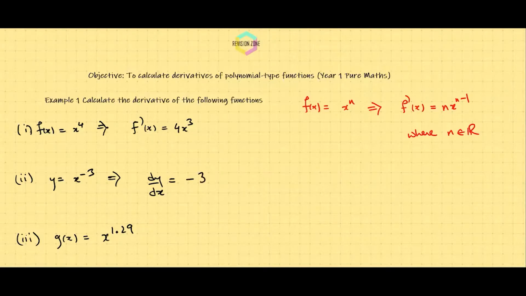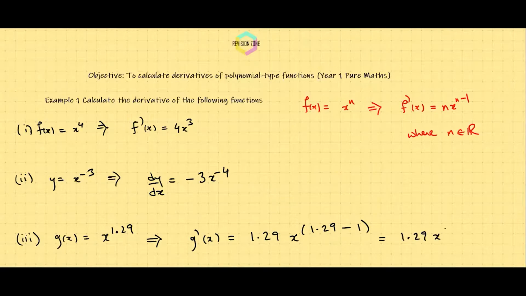So I'm going to get minus 3x to the minus 4, no less. And lastly, the function g of x equals x to the power 1.29. Since 1.29 is a real number, again, the same statement in red actually serves us rather well. And in this case, when I differentiate g, I get g prime. And the way I get the derivative is I multiply by the power, I write the x down, I subtract 1 from the power according to the rule, and I end up with 1.29 x to the power 0.29.